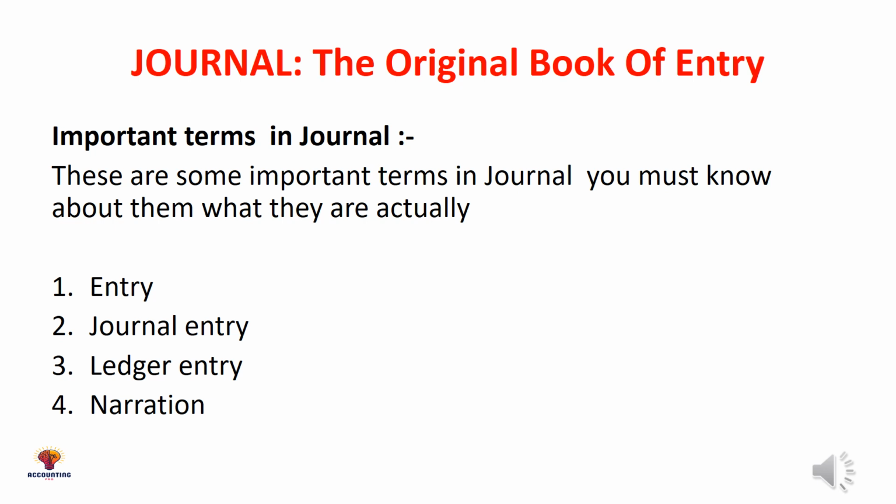Now we define narration. A short explanation of each transaction is written under each entry, which is called narration. The subject matter of the transaction can be ascertained through narration. Besides this, if there is any mistake in determining the debit or credit aspect of a transaction, it can be easily detected from narration. A journal entry is not completed without narration.